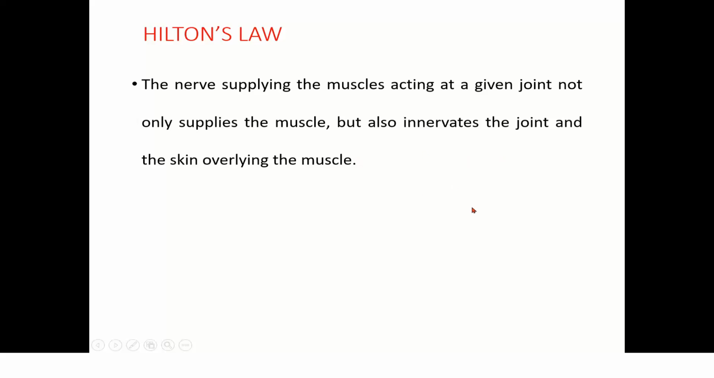So whenever there is a joint injury, the muscles around the joint will go into spasm and the pain is conveyed to the skin. That is why the muscles will try to remain in the most comfortable position in order to prevent the movement.